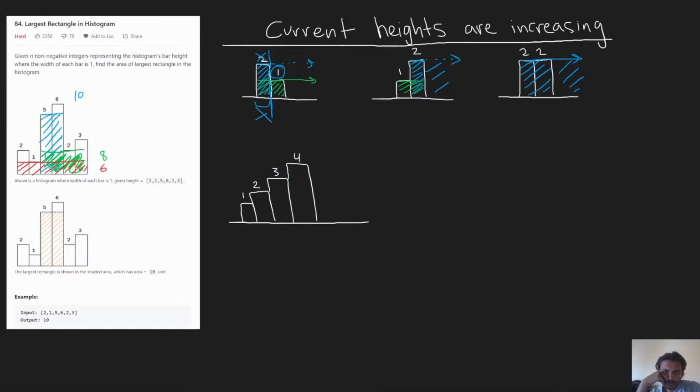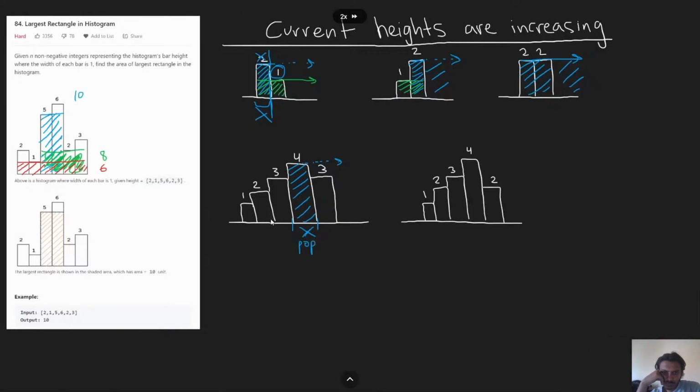But what would happen if we introduced a smaller height after? So if we introduced a 3 over here, that would mean that this 4 over here can't be extended any farther because there's a 3 coming after it. So all we can do is say, okay, these are the boundaries of height 4. Let's compute the area, which is going to be 4 in this case because the width is 1. And then we have to remove this from being considered, right? So we pop it.